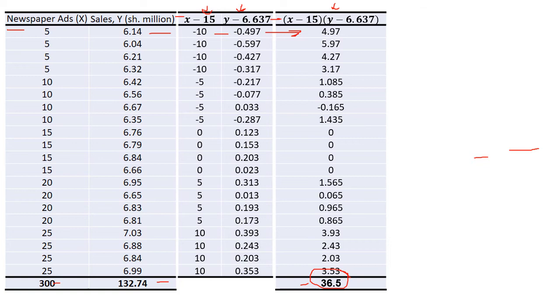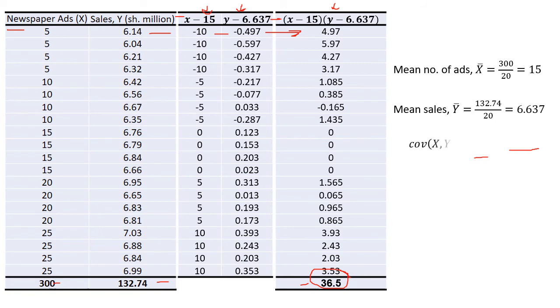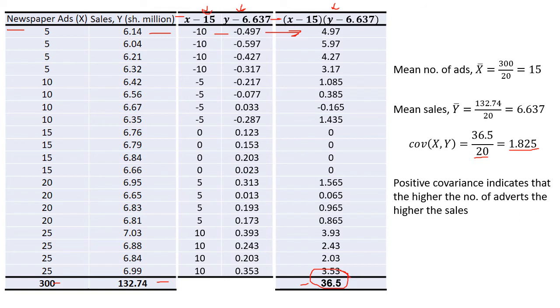So we can now compute using the formula that we have. This is how we got the mean sales and the mean number of adverts. Our covariance will be 365, and you divide by 20, and that gives you 1.85. What does this mean? It means that there is a positive covariance between the newspaper adverts and the sales, which indicates that the higher the number of adverts, the higher the sales.